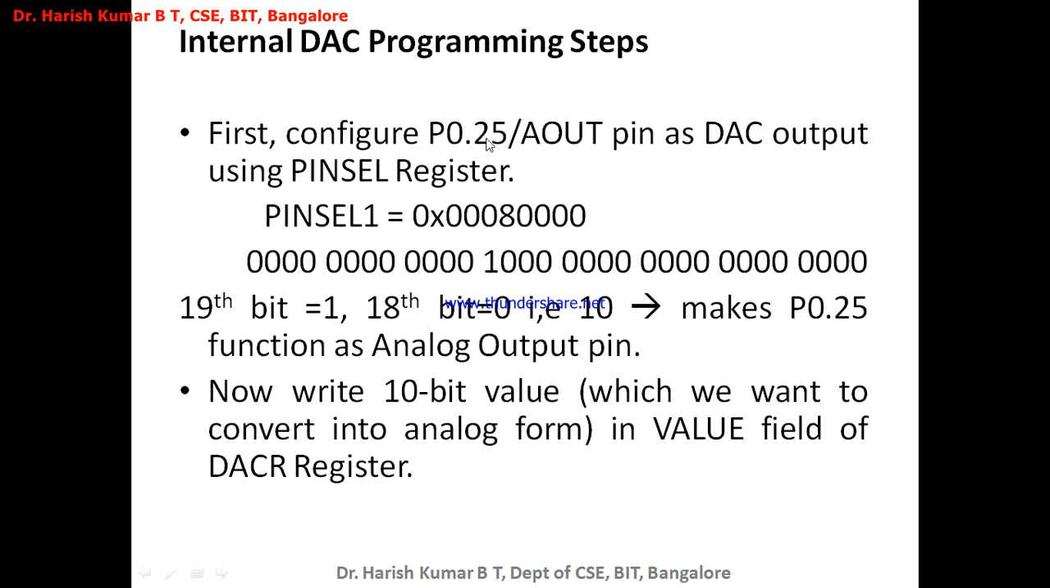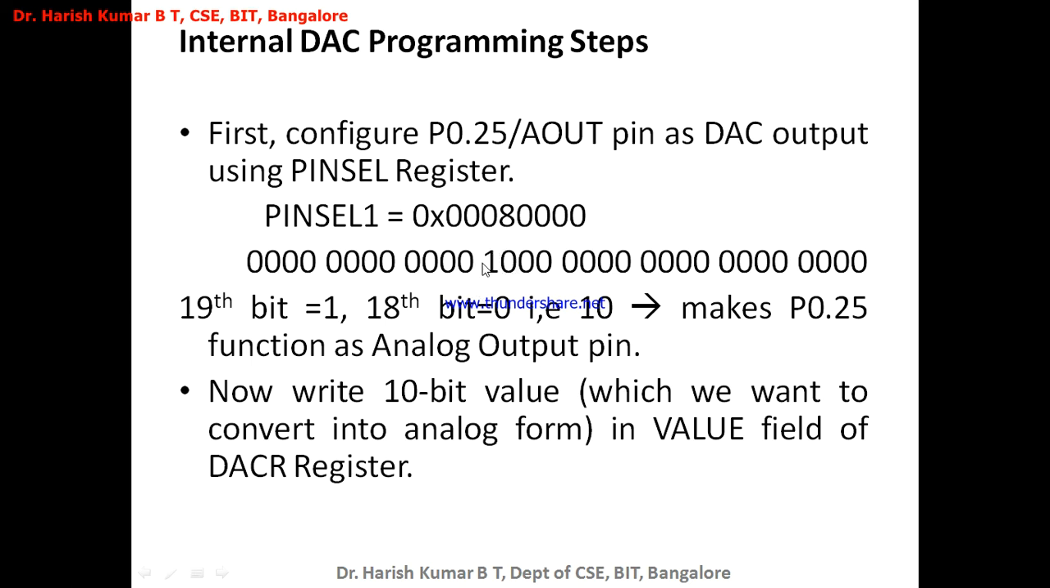Now I'm talking about P0.25. In order to make this P0.25 function as an analog output pin, what data do I have to give? 1 0. Where do I have to give it? The 19th bit of pin cell 1 and the 18th bit of pin cell 0 must be made 1 0. That is the reason. You can count from here. This is the 0th bit, 1, 2, 3, 4, 5, 6, 7, 8, 9, 10, 11, 12, 13, 14, 15, 16, 17. This is the 18th bit and this is the 19th bit.